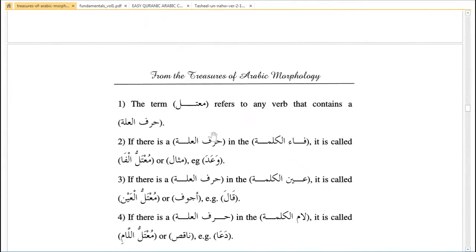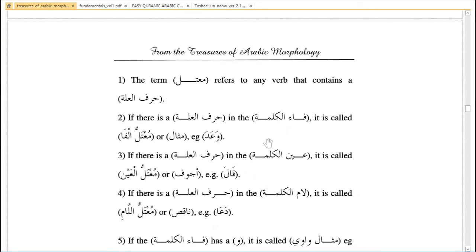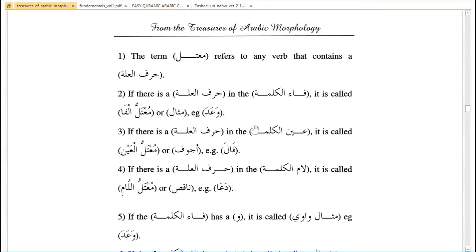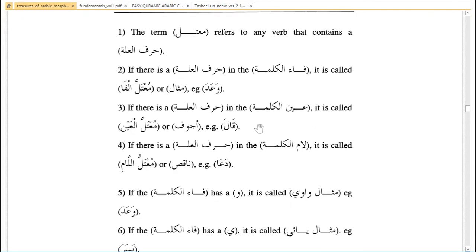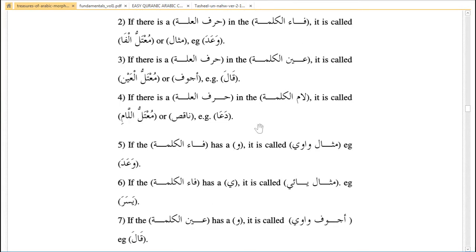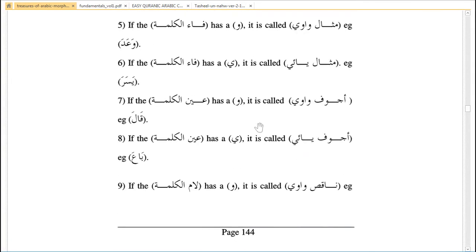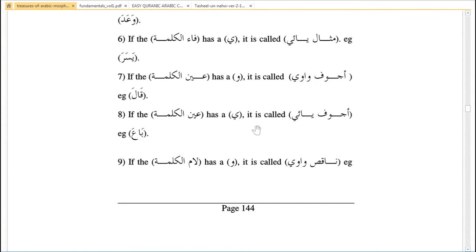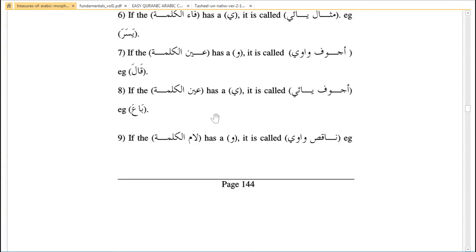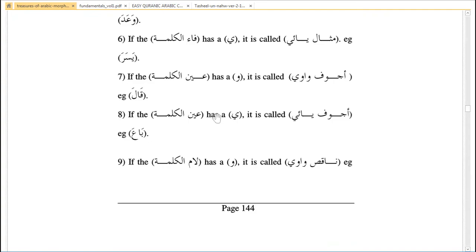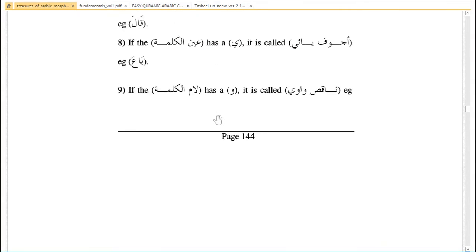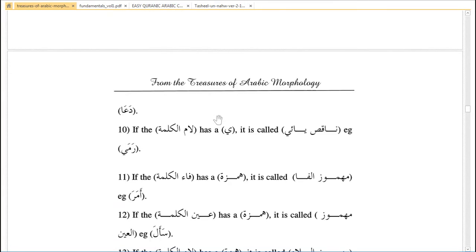And here it tells you the names; there are more names. It says either waw or ya. It's going to be Mithali Wawi, Mithali Yai, Ajwaf Wawi, Ajwaf Yai, and so on. So these are the names. You can read them. I'll put the image. Just read them, inshallah. You might understand.